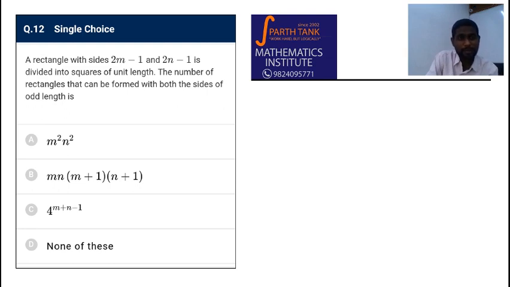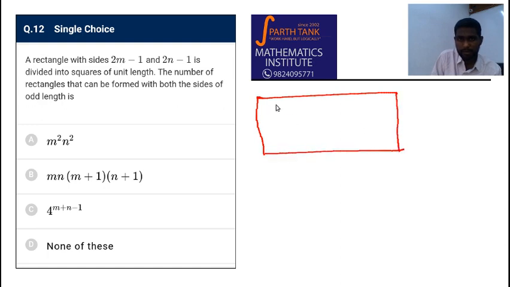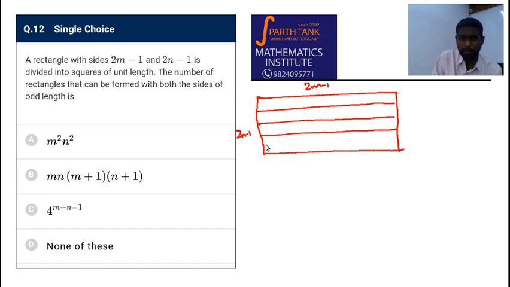A rectangle with sides 2m minus 1 and 2n minus 1 is divided into squares of unit length. Basically, imagine I have a rectangle, and this is 2m minus 1 units long and 2n minus 1 units long. So I am dividing it into squares of unit length. M and n, of course, I am assuming to be integers, natural numbers in this case. So imagine it's like this. Now follow the argument carefully. See, if I divide it into 2m minus 1 pieces, there are going to be 2m points here, right?